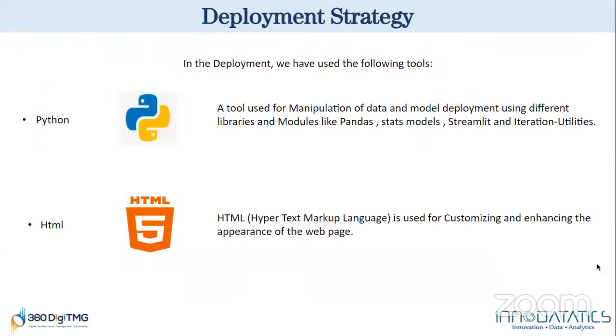Here we discuss the deployment strategy for this project. We have used Python for data manipulation using the Pandas library, data pre-processing, data visualization using Seaborn, and model building using SQL packages. And the last one, HTML. HTML is used to enhance the structure and visual graphics of the web application. Moving to the next slide.